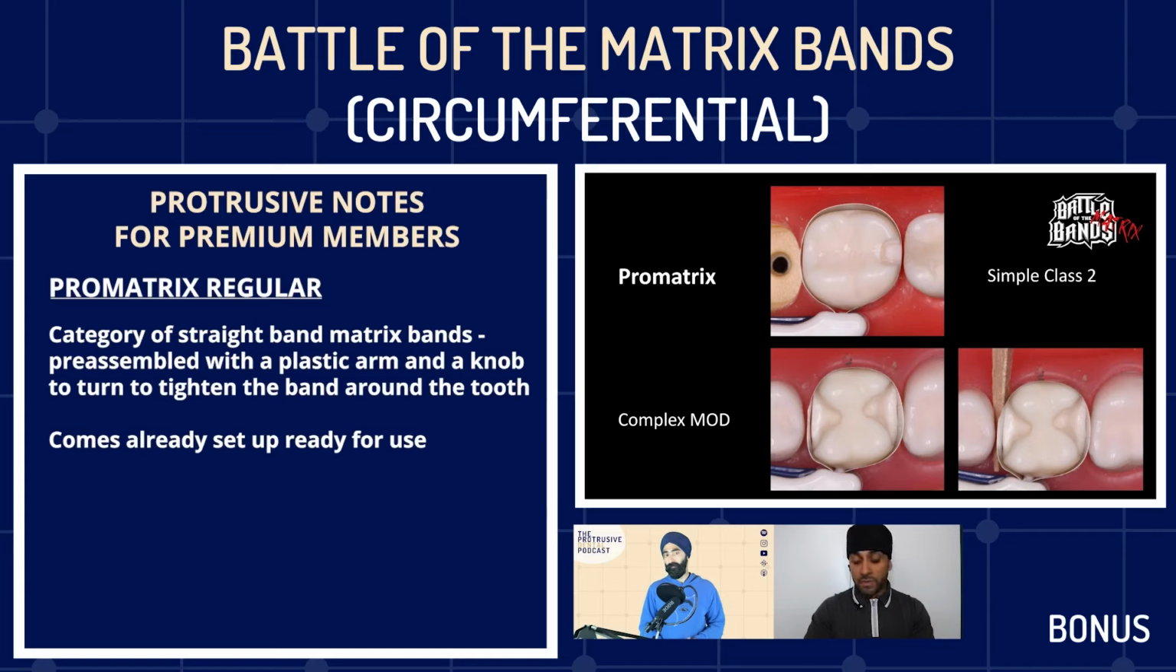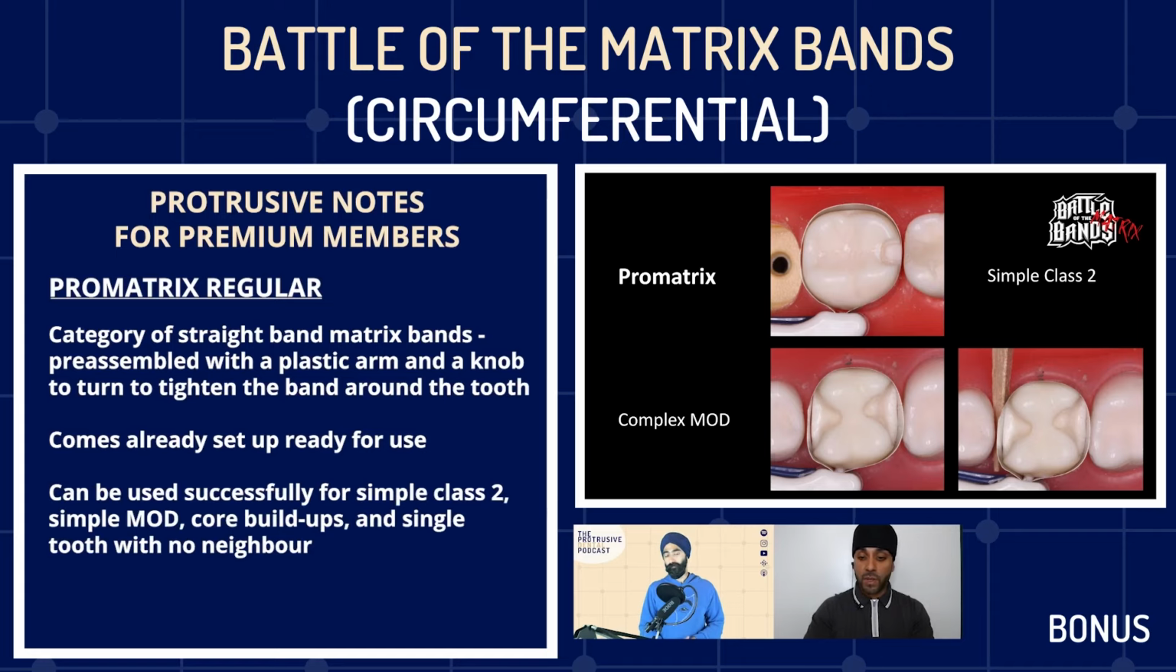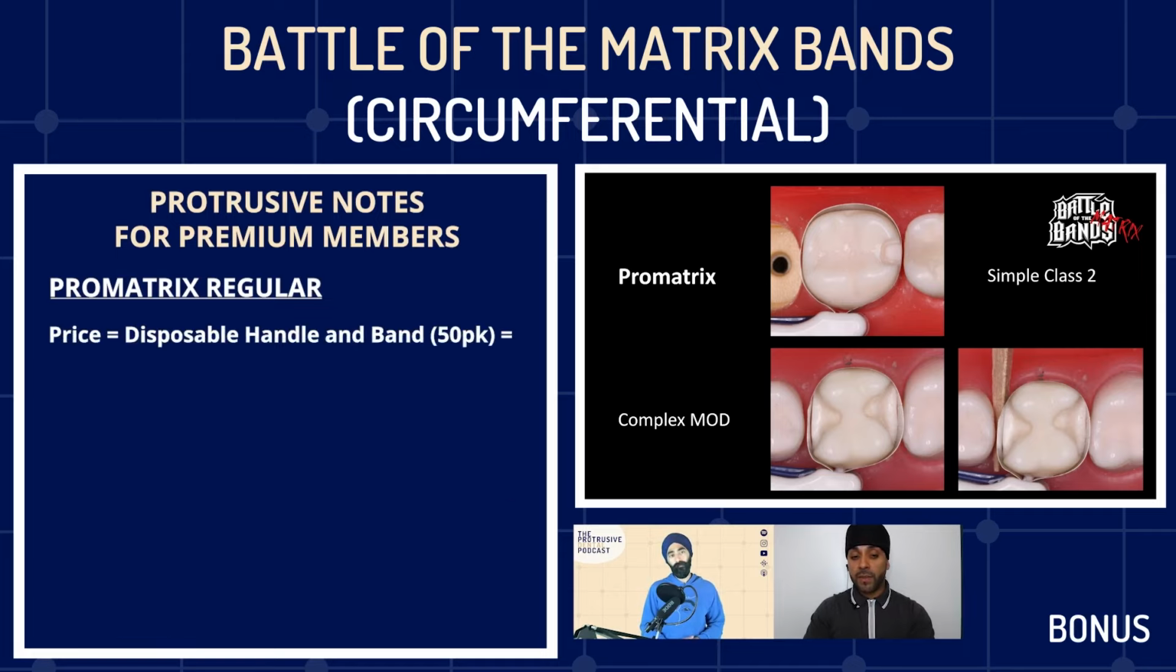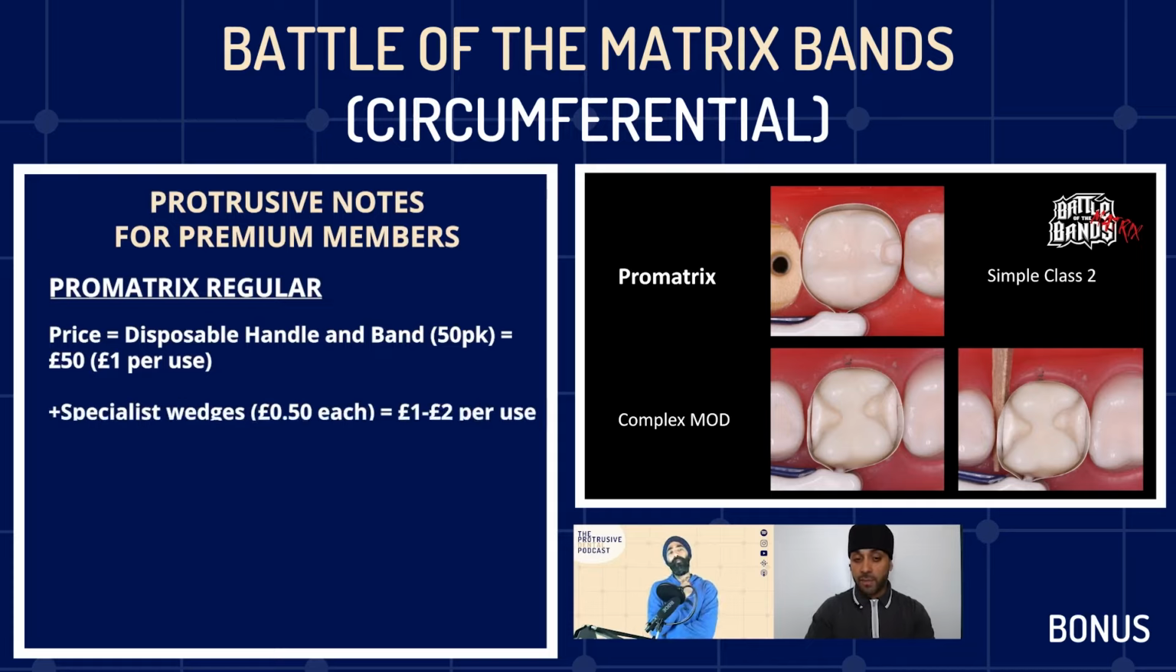And I've found them to work with, again, what we mentioned before: simple class 2, simple MOD, core buildups, and when you're treating a tooth with no neighboring tooth. And very simple subgingival restorations, you can make it work. Price-wise, it's around £50 for 50 of them, so roughly £1 per use. So quite the jump, right?